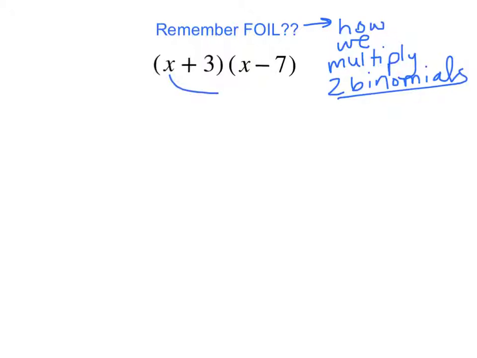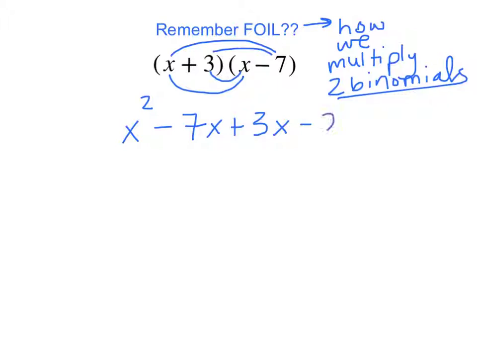The first product would be x times x, so x squared. The outer product would be x times minus 7, so minus 7x. The inner product would be 3 times x, so plus 3x. And then the last product would be plus 3 times minus 7, or minus 21. Combine your like terms for minus 4x, and that's a quick review of FOIL.